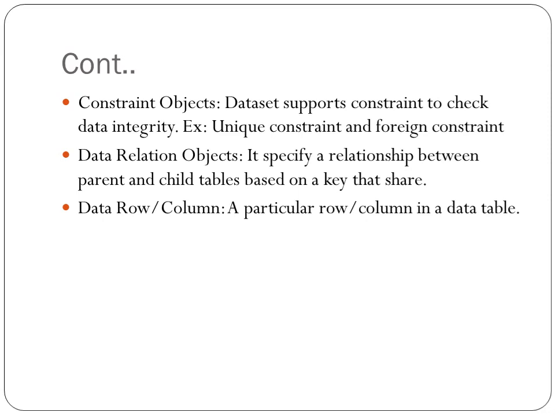Next one is data relation objects. So here my data is related between the parent and child table based on a key. Next one is data row and column. So this especially mentions a particular row and column in a table.